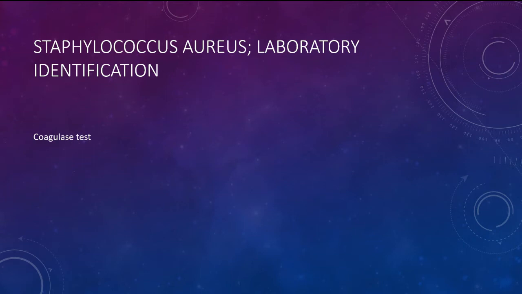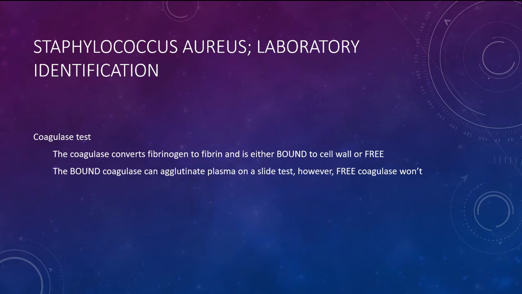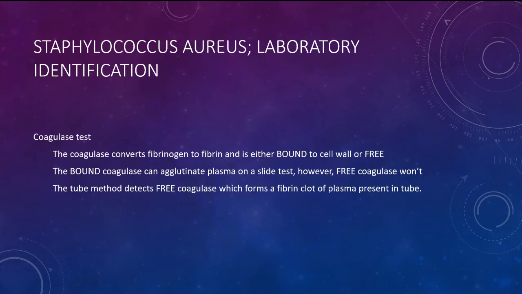The coagulase test is a sort of preliminary confirmatory test that we can rely on and report that probable Staph aureus has been isolated. What happens is that the coagulase produced by Staph aureus converts fibrinogen to fibrin, and the coagulase is either bound to the cell wall of Staph aureus or produced in a free form. The bound coagulase can agglutinate plasma on a slide test, while if it's only free coagulase, it will not coagulate the plasma on the slide. So to detect the free coagulase, we need to go to the tube method, which detects the free coagulase.